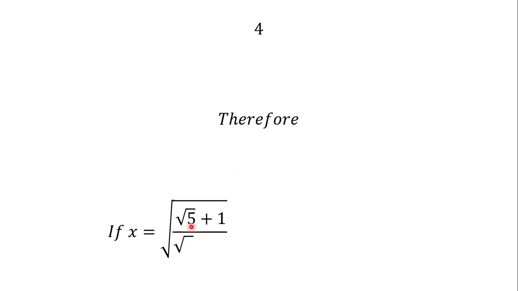So, therefore, if x is equal to the square root of root 5 plus 1 over root 5 minus 1, then 5x squared minus 5x minus 1 is equal to 4. So you see, after rationalizing what was inside the square root sign, it made the problem very simple for us to solve.